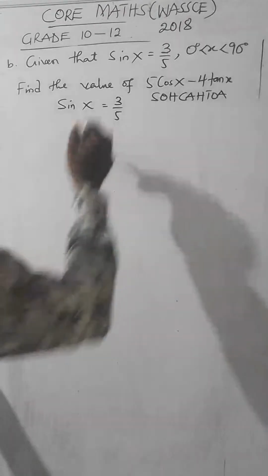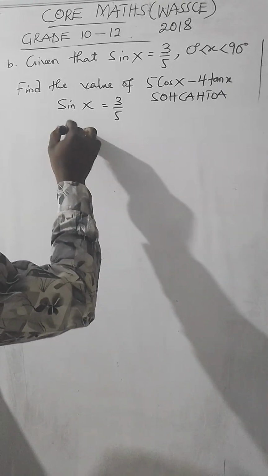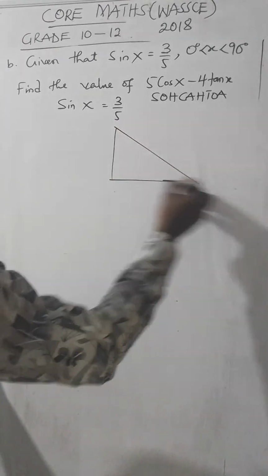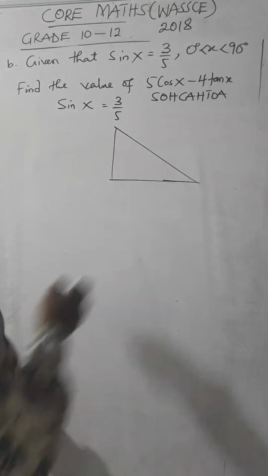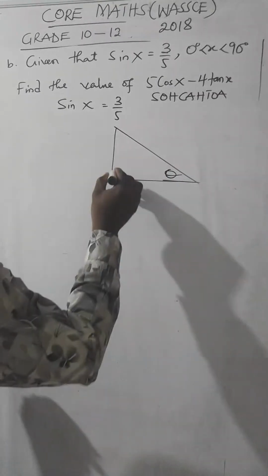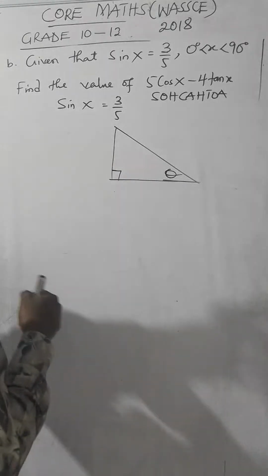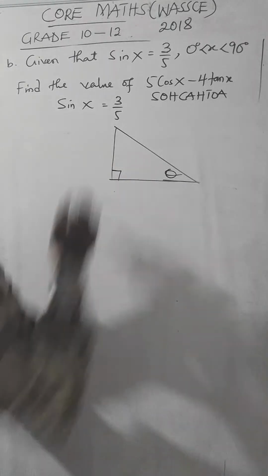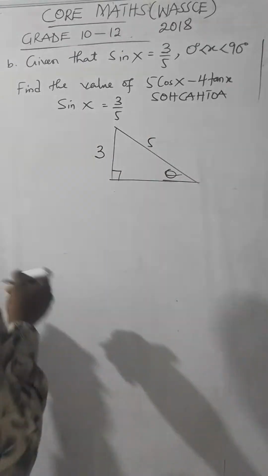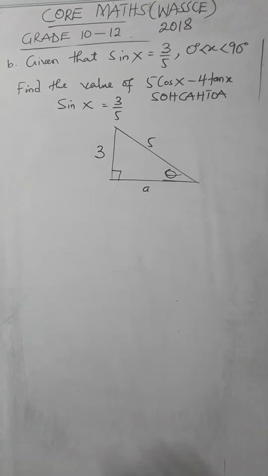So since you have been given this, if you take the right angle triangle, it will be like this. And it means that if the angle is here, the sine x, which is opposite, the side which is opposite to the angle, that is what? This side, which is 3. Then the hypotenuse is 5. So you can put a letter here, let's say E, and look for that one.